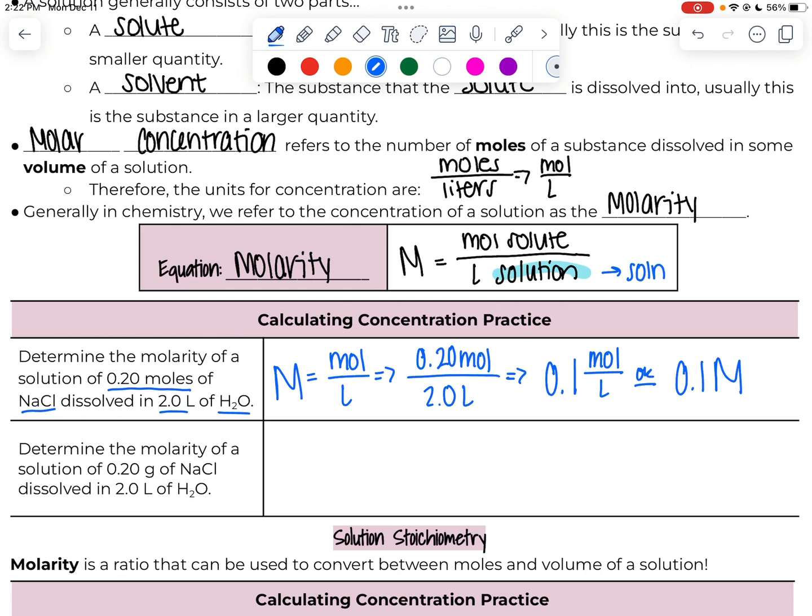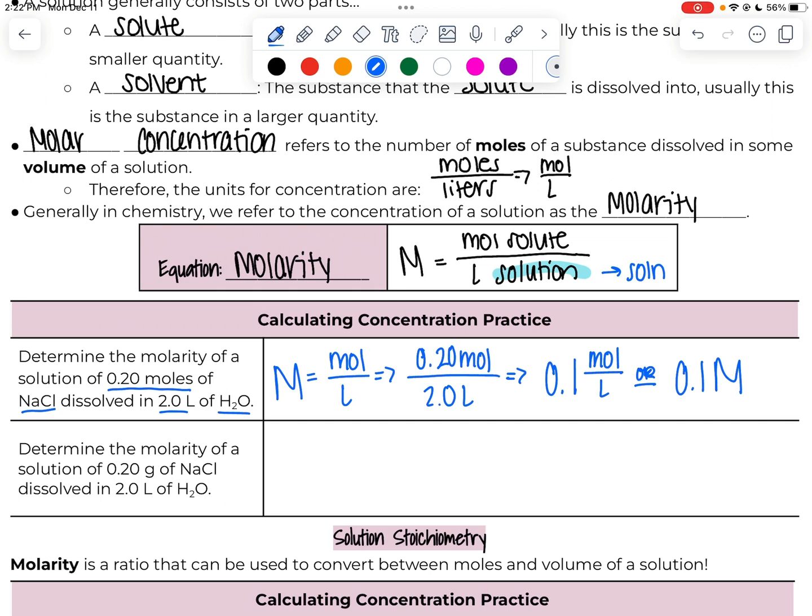Or you could write this as 0.1 capital M, where M represents your molarity. The way that you would say this is your solution is 0.1 molar. So moles per liter or 0.1 molar.